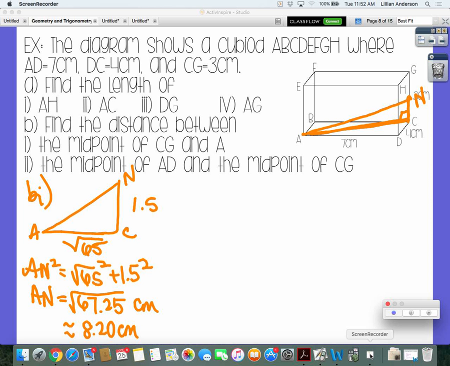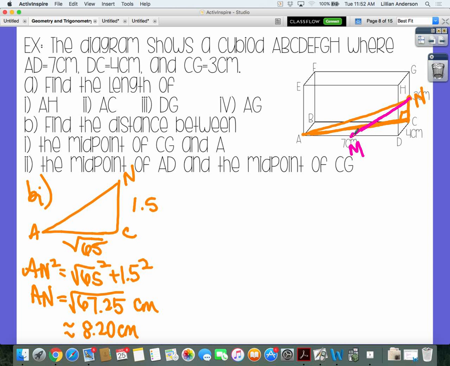And now for the last one, we have to go from the midpoint of AD to the midpoint of CG. So, AD, CG. What triangle do you want to create? What other segments are we going to use? MC, CN. So, MC and CN. We already know that CN is how long? 1.5. But what is MC?